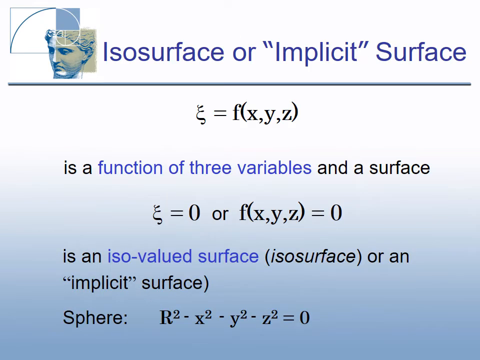Let us look now at an object in three-dimensional space defined by a function f of three variables x, y, z. The point set with function values equal to 0 is an isovalued surface, or simply isosurface of this function. Usually, it's called an implicit surface in computer graphics. It is just slang, a mathematically incorrect term. The simplest example is a sphere given by the following equation.